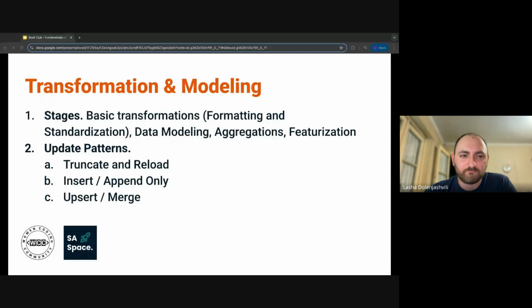Of course, during transformation, there are many optimization techniques. For example, one way we can optimize our pipelines is to use materialized views, which are essentially stored query results that are periodically refreshed. This saves the database from having to recompute a complex join or aggregation every single time, for example, someone views a dashboard.